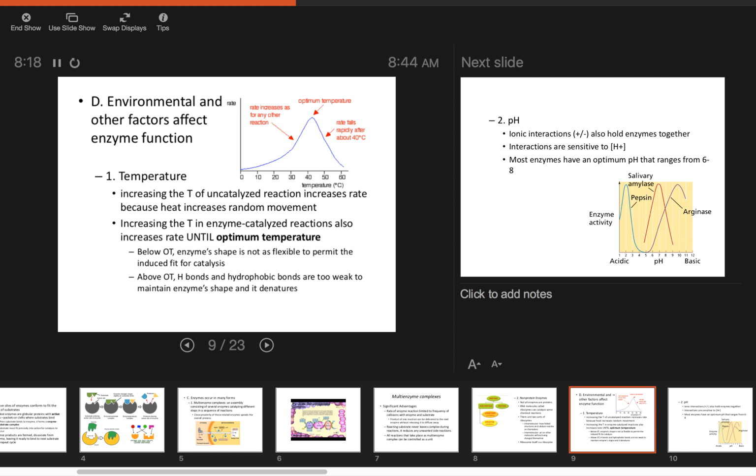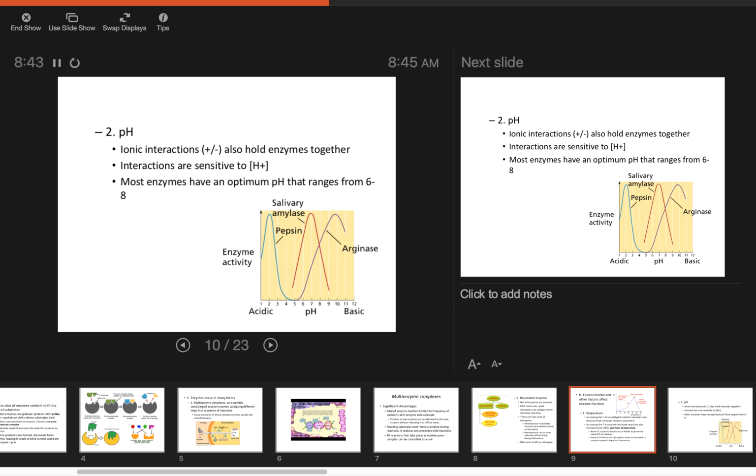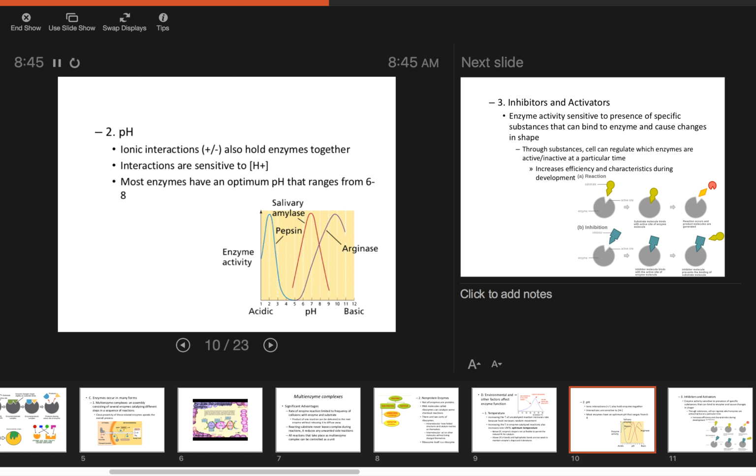If you're below the optimal temperature, the enzyme shape is not as flexible, so it might carry out the reaction but at a slow rate. If you're too high above the optimal temperature, it's too weak, the enzyme shape denatures, it unfolds, and now it's not really going to work well anymore. And then what's the other way that you can change the enzyme function? So temperature and pH. Thank you. So pH, changing the hydrogen ion concentration.